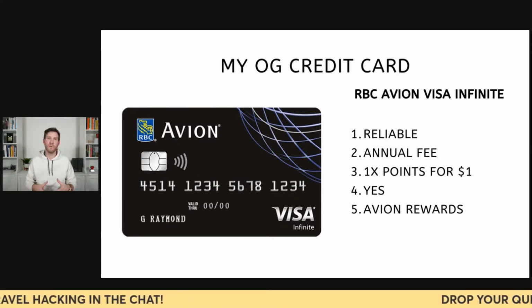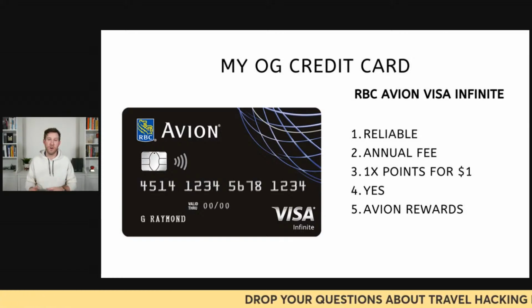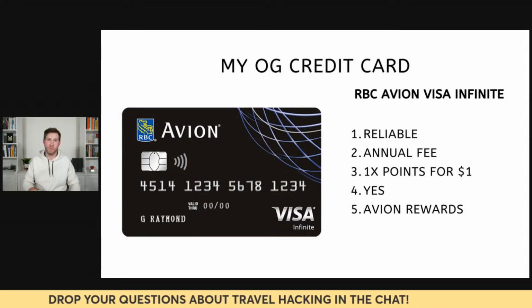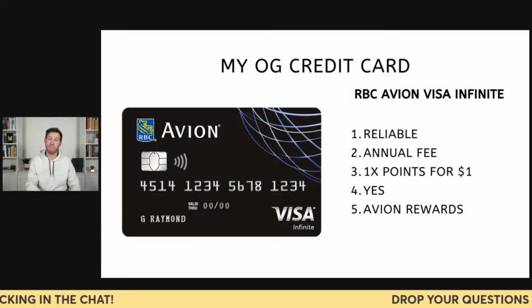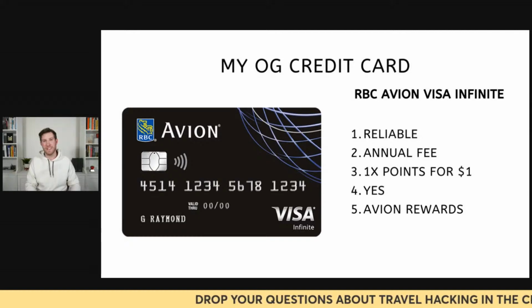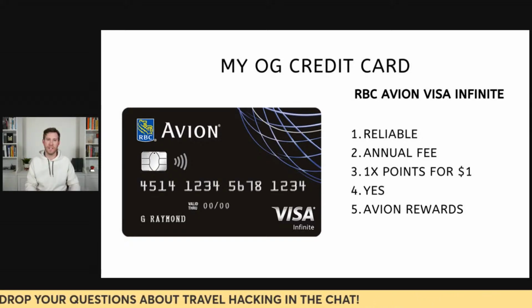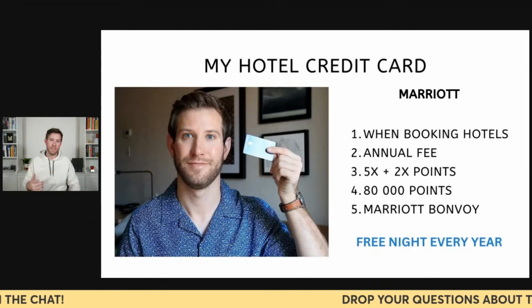Spending bonuses always change. They go up, they go down. I would encourage you to definitely do your homework when you're looking at a credit card. And number 5 is Avion rewards. You can use Avion rewards for free flights, free hotels. Sometimes, depending on where you redeem them, it can be quite a good deal. And sometimes, depending on where you redeem them, it can be maybe not a good deal at all. At least in the past few years, since COVID, I've really seen the value of Avion points and Avion rewards decline, in my opinion. So that's my OG credit card.